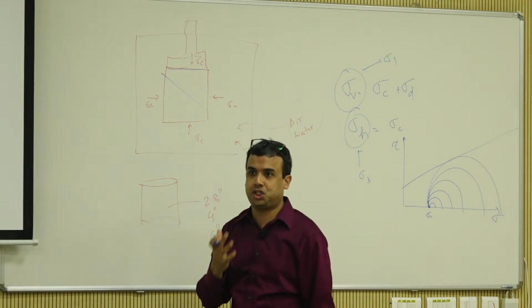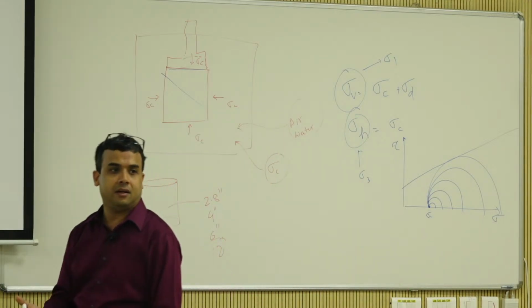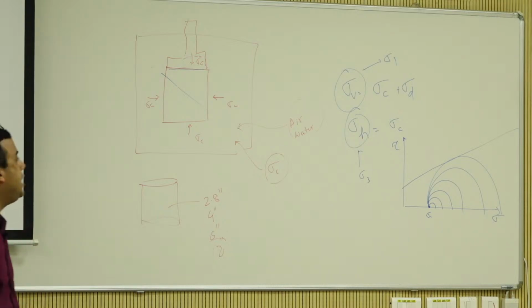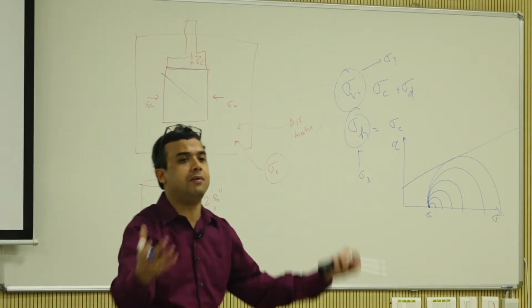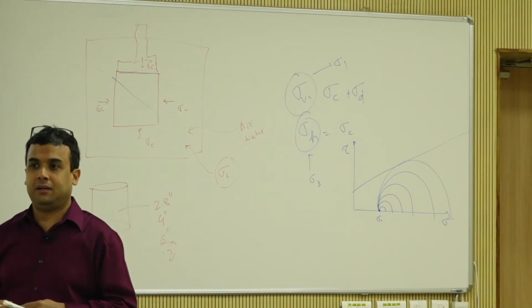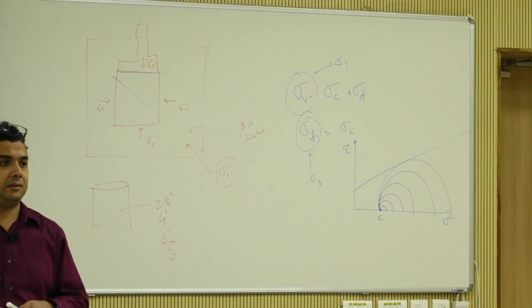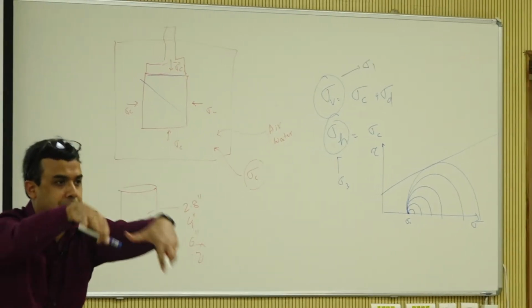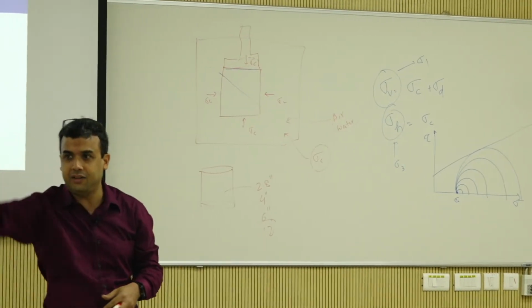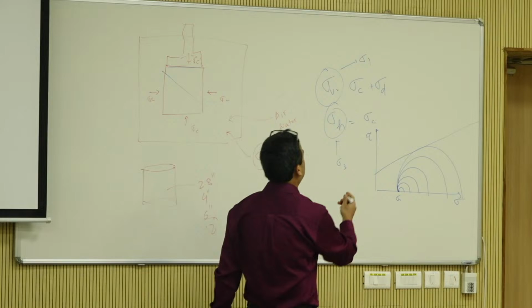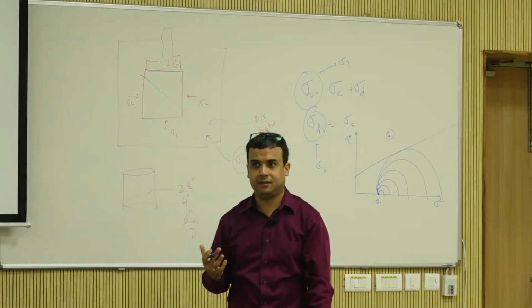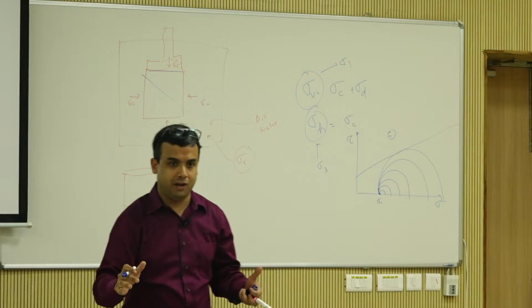it's going to touch what is known as the failure envelope, right? What is a failure envelope? Why do we call it an envelope? Because it envelopes, it contains everything underneath. There is nothing above it. A stress state here cannot exist, right? It's a failure envelope.